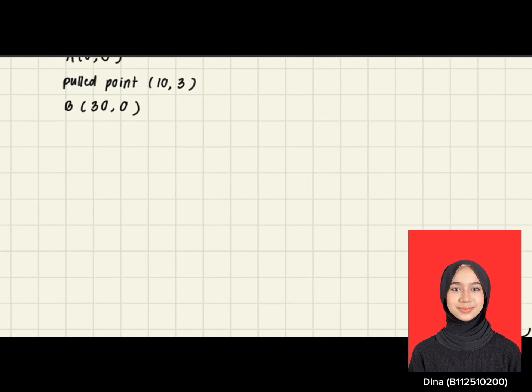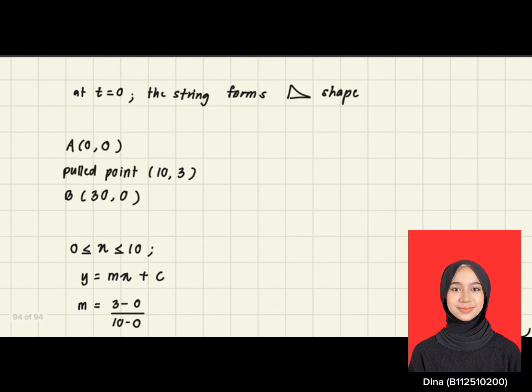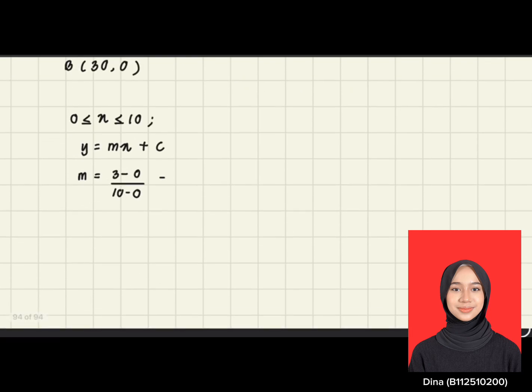For 0 less than x less than 10, we're going to use y equals mx plus c to find the equation. We need to find m first, which is m equals (3 minus 0) over (10 minus 0), using the coordinates of the pull point and point A. So m equals 3 over 10, and the equation is u(x,0) equals 3 over 10 x.